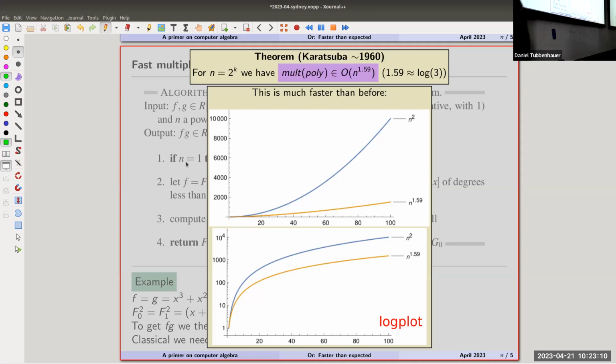So for 100 steps, the top one needs 10,000, and the other one needs 1,800 or so steps. And again, this is polynomial multiplication. It's happening all the time in your machine. So that's actually a really, really cool result.